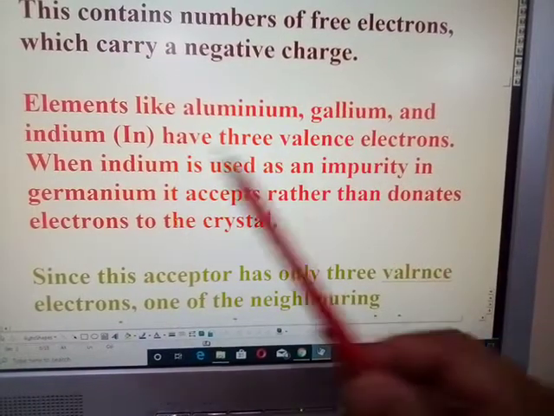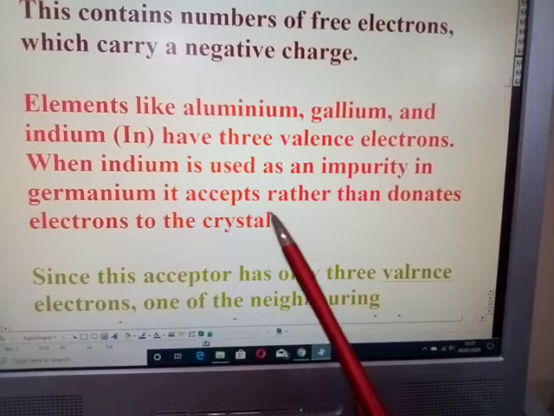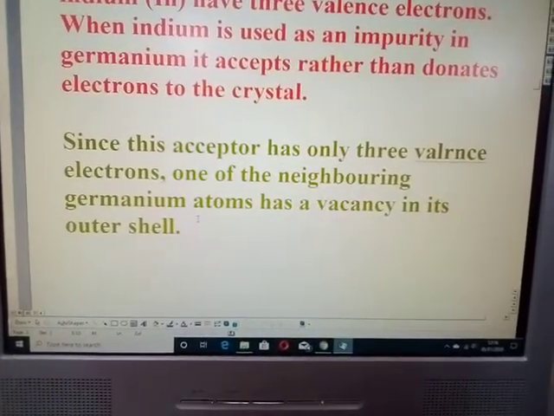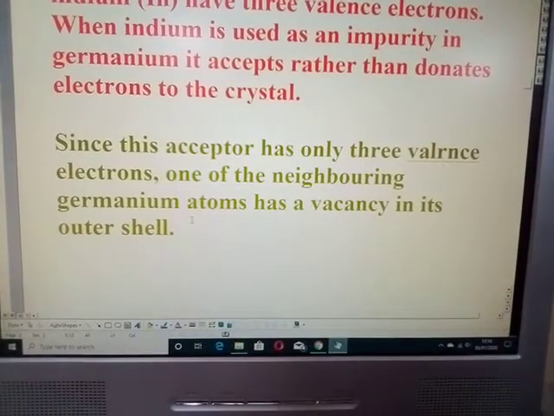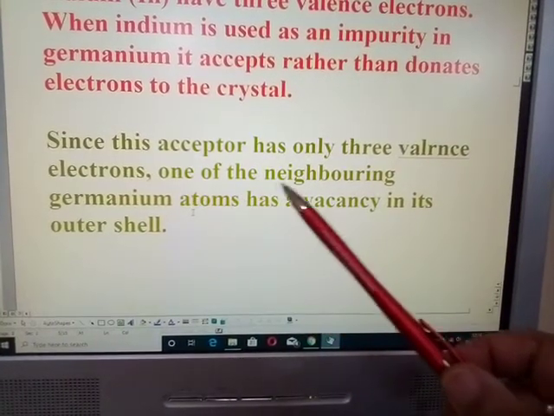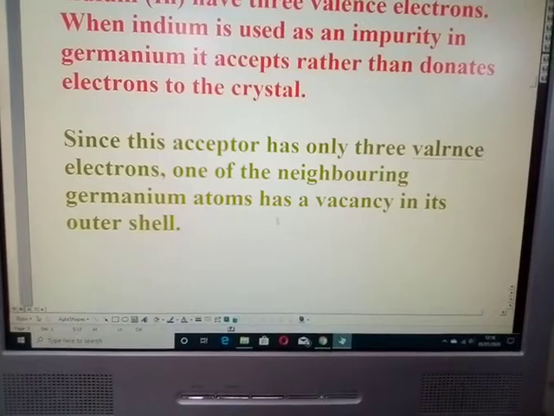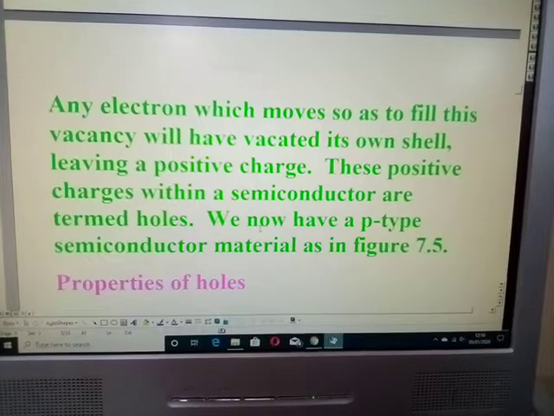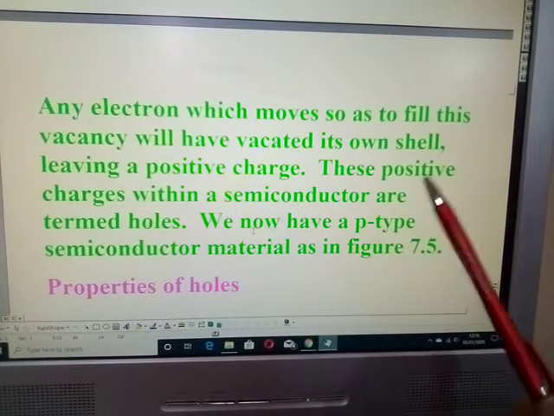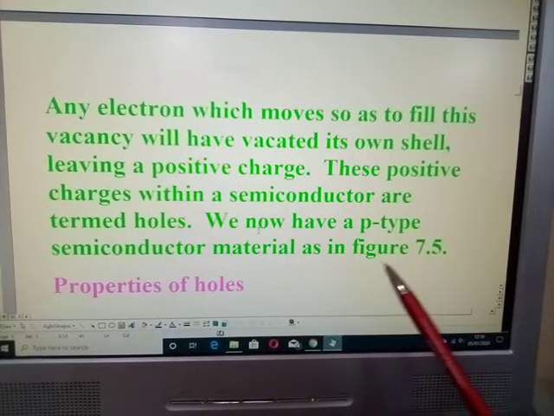Elements like aluminium, gallium, and indium have 3 free valence electrons. When indium is used as an impurity in germanium, it accepts rather than donates electrons to the crystal. Since this acceptor has only 3 valence electrons, one of the neighboring germanium atoms has a vacancy in its outer shell. Now, any electron which moves so as to fill this vacancy will have vacated its own shell, leaving a positive charge. These positive charges within a semiconductor are termed holes. We now have a p-type semiconductor material as in figure 7.5.